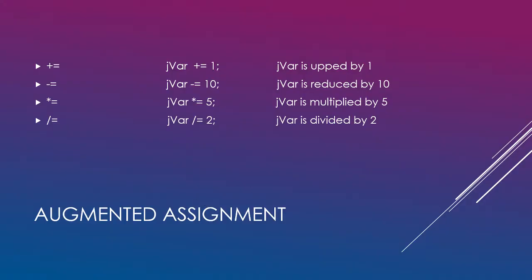In addition to the standard operators, Java also allows augmented assignment operators. These are where I can use plus equal, minus equal, times equal, divide equal. So jvar plus equal 1 would up the value of jvar by 1. Jvar minus equal 10 would subtract 10 from jvar. Jvar times equal 5 would multiply the value of jvar by 5 and update that value in jvar. So we're seeing that this is just a shortcut.